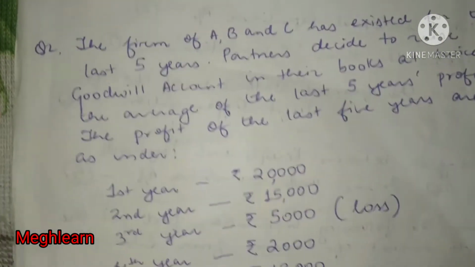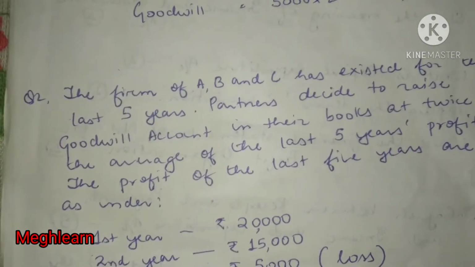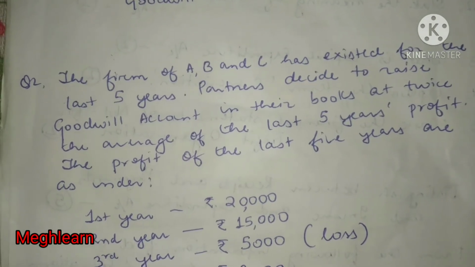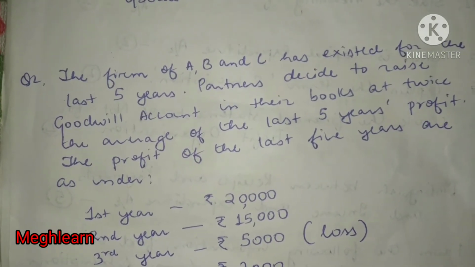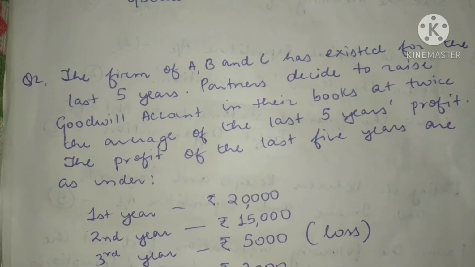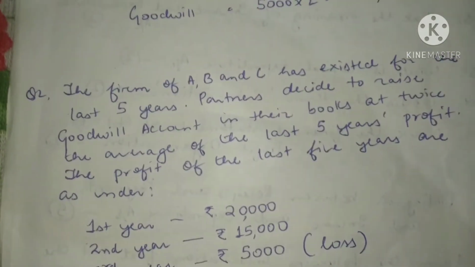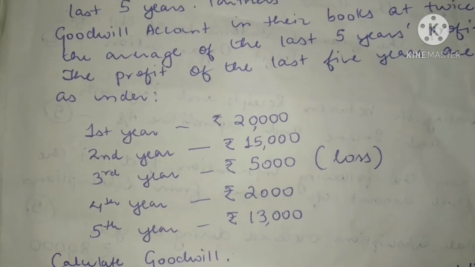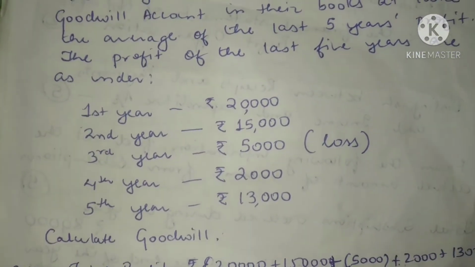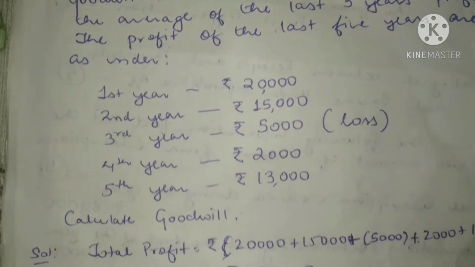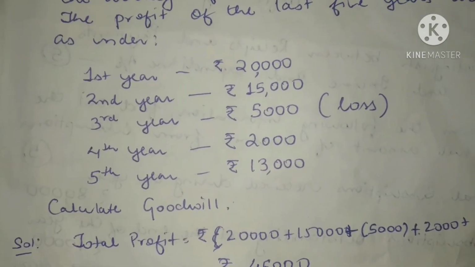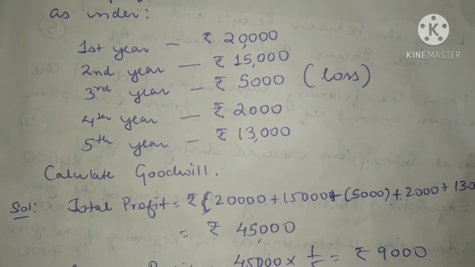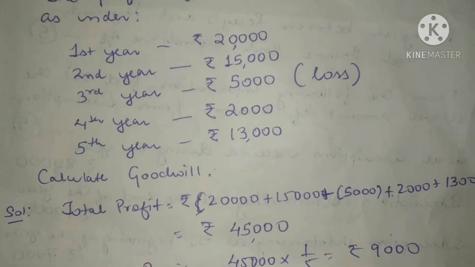Then we have the second question: the firm of A, B and C has existed for the last 5 years. Partners decide to raise goodwill account in their books at twice the average of the last 5 years profit. The profit of the last 5 years are as under: first year 20,000, second year 15,000, third year 5,000 which is a loss, fourth year 2,000, fifth year 13,000. Calculate goodwill.